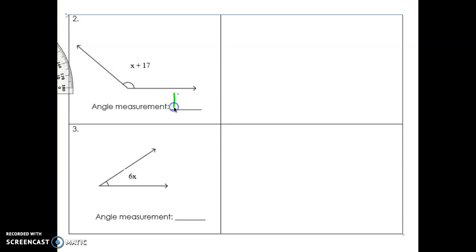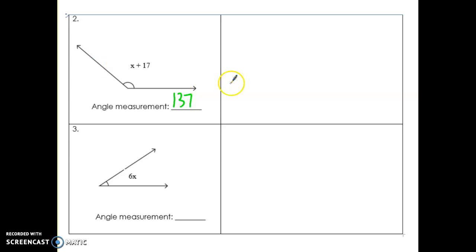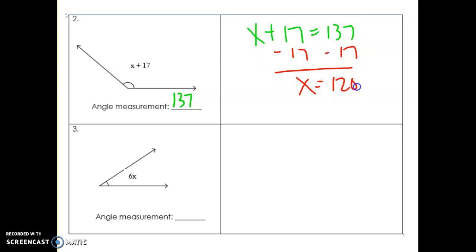And again, I know that there might be some discrepancy in your measurements. I would take anything between 135 and 140. Now, if you're telling me your measurement angle is 40, then we have a problem, right? But as long as you're using the right track, and if you're a little bit off by a couple degrees, no big deal. So once you have your angle measurement, you're going to set up your equation. x plus 17 is equal to 137. Solve using opposite operations, and we get x equals 120 for the second one.